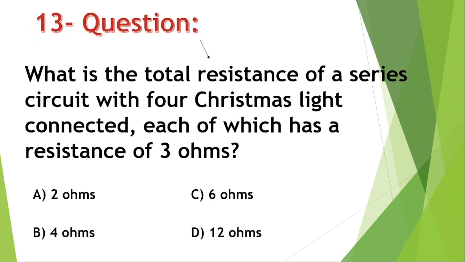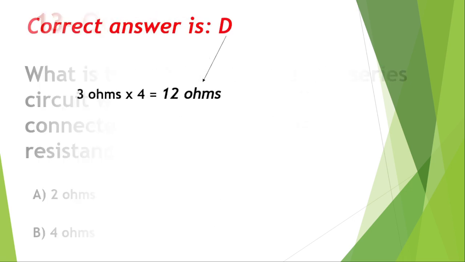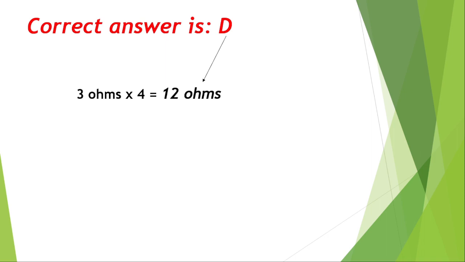Question number 13. What is the total resistance of a series circuit with 4 Christmas lights connected, each of which has a resistance of 3 ohms? A. 2 ohms, B. 4 ohms, C. 6 ohms, D. 12 ohms. Correct answer is D. Please see the reference.